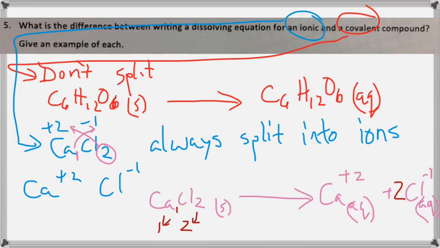The big thing to remember is covalents never split. They're the same before and after. Ionics do. You have to split them into their ions.